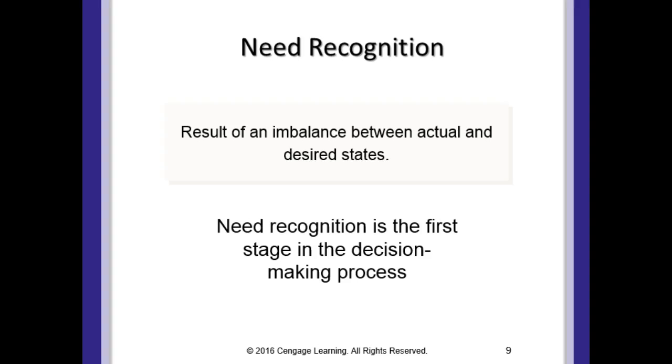Now, starting off with need recognition, it says here that it's a result of an imbalance between actual and desired states. If you realize that there is something that you need or something that you want, make sure you include the want here as well, because a lot of the purchasing decisions that are made are based upon wants and not necessarily needs. You recognize that there is a need or a want. That is the first step of this whole process. Without that, nothing else can result.